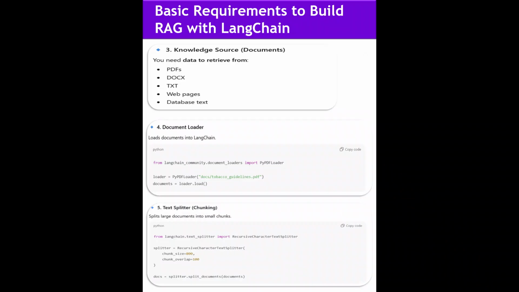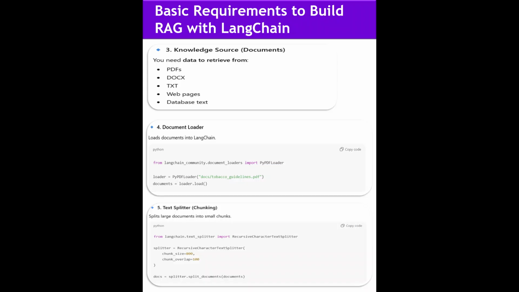Third, the knowledge source or documents. Make sure you have a knowledge source, the information or data from which you will retrieve. It can be PDF, doc, text, web pages, or database text. Fourth is the document loader, which loads documents into LangChain. Make sure you also install the document loader: from langchain_community.document_loaders import PyPDFLoader to load PDF documents.